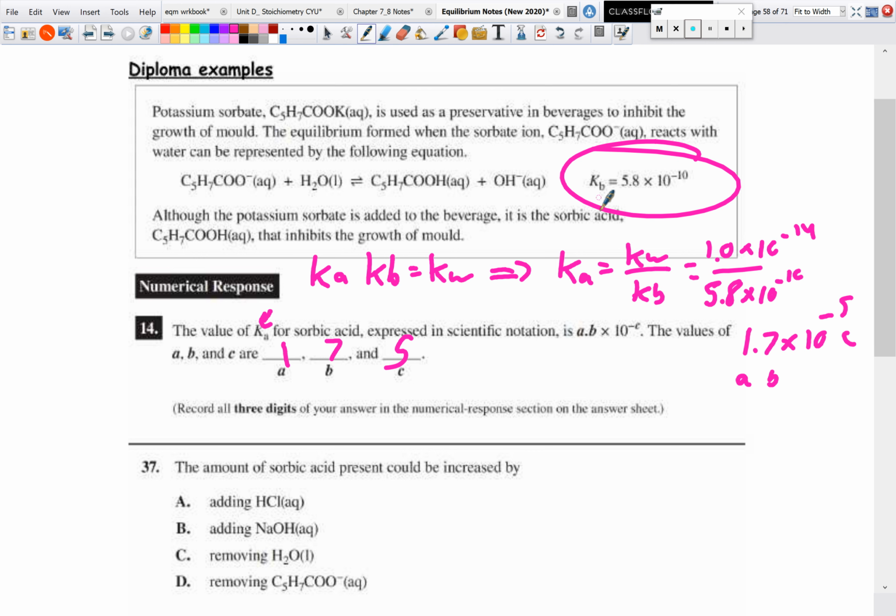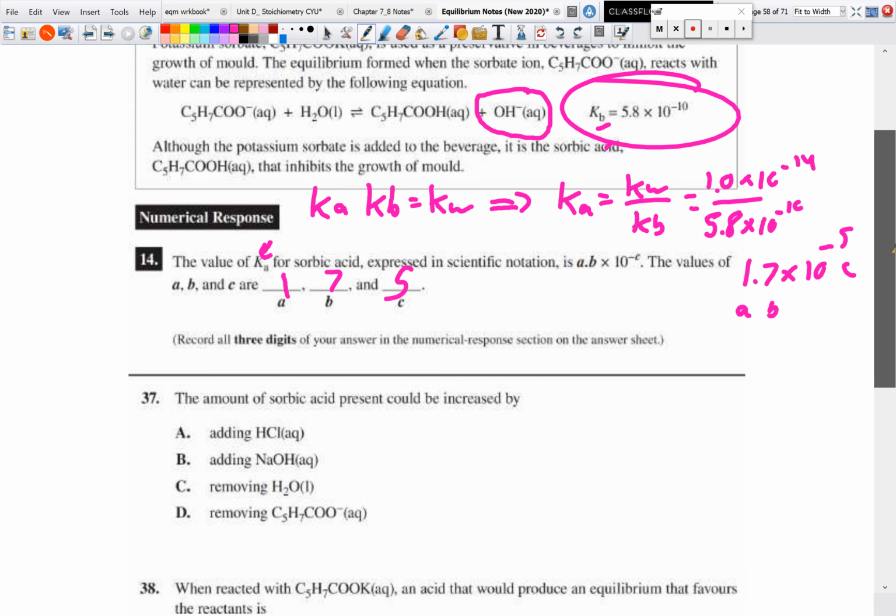But it's just understanding that this was giving us a Kb, and also the hydroxide hanging around here was kind of a huge hint that we're dealing with a base.